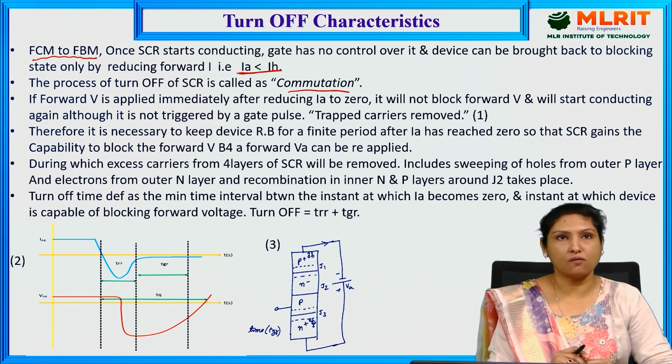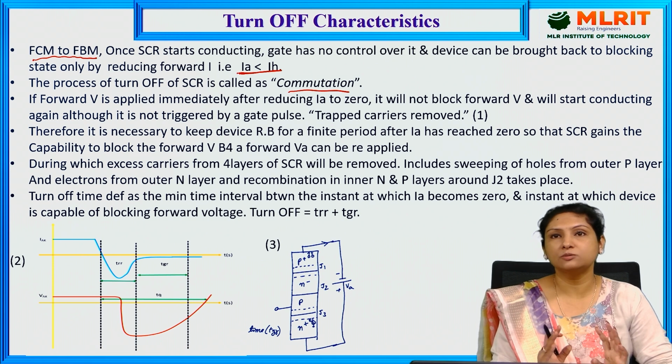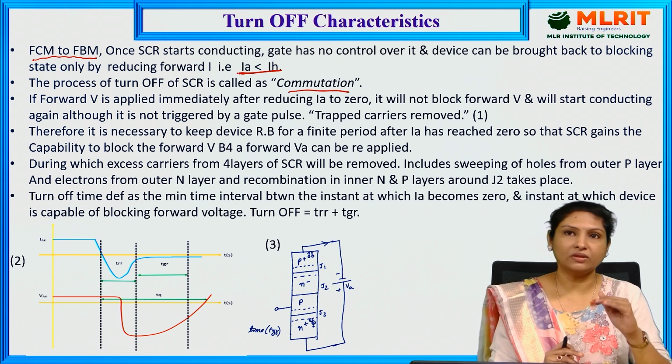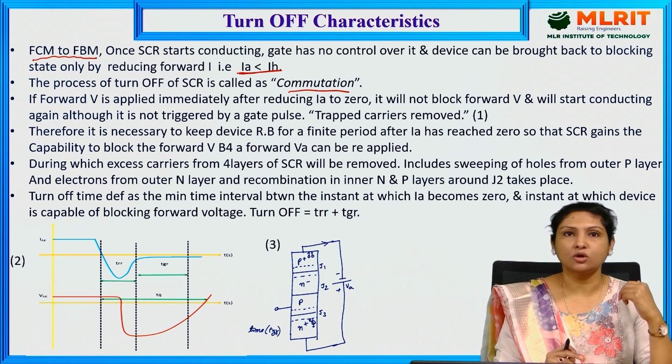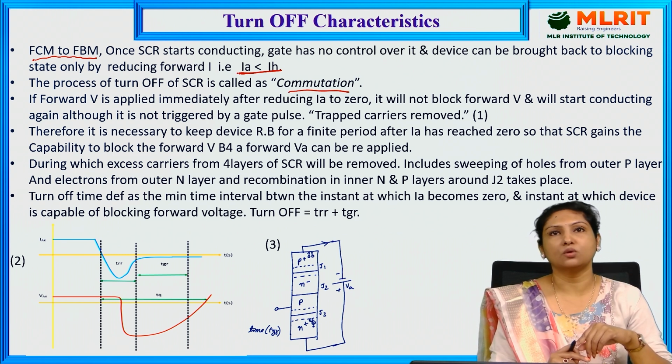And if forward voltage is applied immediately after reducing anode current to 0, the thyristor will not block the forward voltage and it will start conducting again, although it is not triggered by a gate pulse. So this process is called commutation failure. When the forward voltage is applied, the thyristor should be in a position to block that particular forward voltage.